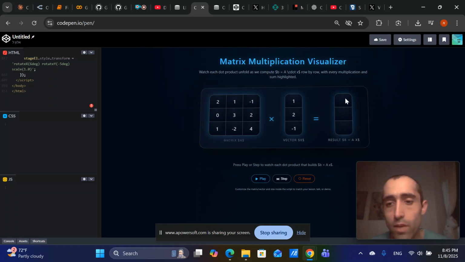For the first one, we take the first row and the first column, of course, and we take 2 times 1. You can see this happening. We take 2 times 1. Oh, no, I wanted to do it myself.